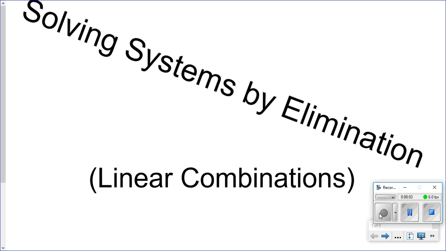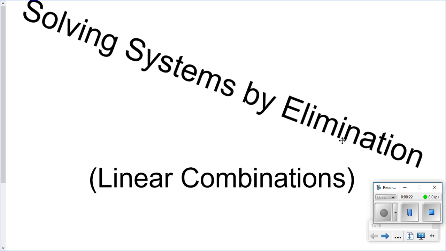Hello everybody, today we are going to start on Unit 5, Day 3, and this is actually about our last method for solving systems of equations. We are going to be talking about solving systems by elimination. It is also sometimes known as linear combinations.